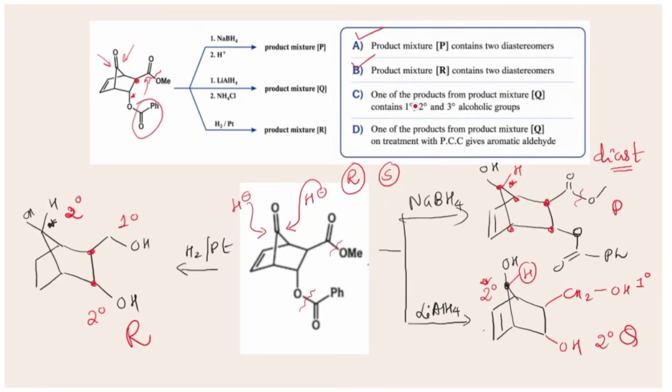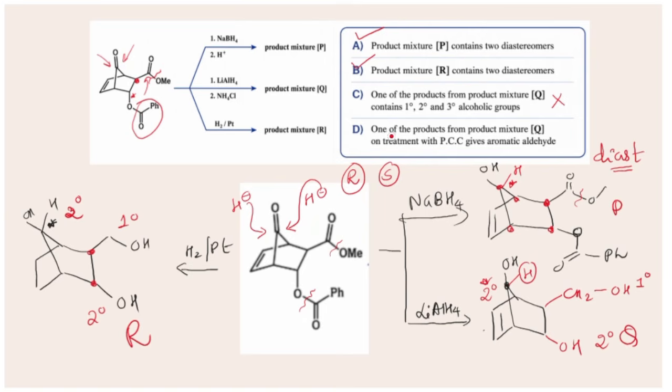For option C, one of the products from product mixture Q, so this is our Q, contains primary, secondary and tertiary alcoholic groups. So we have primary, secondary, but not tertiary. As I told you earlier, tertiary is possible when ketones or esters react with a Grignard reagent, not with reducing reagents like this, because all of them provide hydrogens. That means you are going to get either primary or secondary, not tertiary.